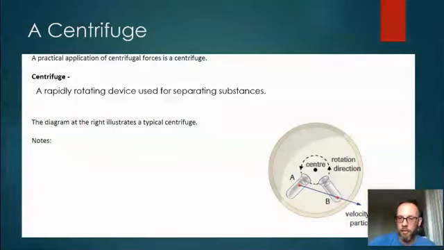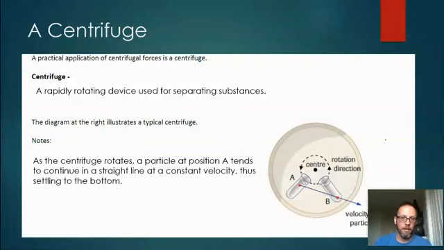And again, the idea is, a particle here, as the centrifuge rotates the tube round and round, is just going to keep drifting to the outside, essentially settling on the bottom. And you can separate particles out of a liquid, which is pretty cool. A little short note here. As the centrifuge rotates, a particle at position A, excuse me, will tend to continue in a straight line, and just drift until it reaches the bottom, and in this case, in the test tube, it settles at the bottom. So a pretty cool application of these non-inertial frames of reference is using centrifuges.